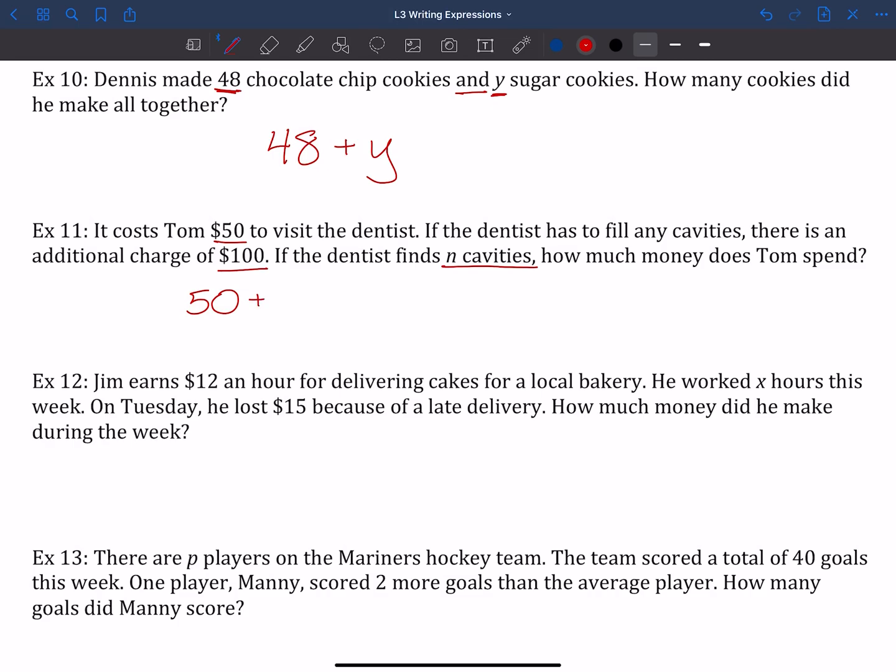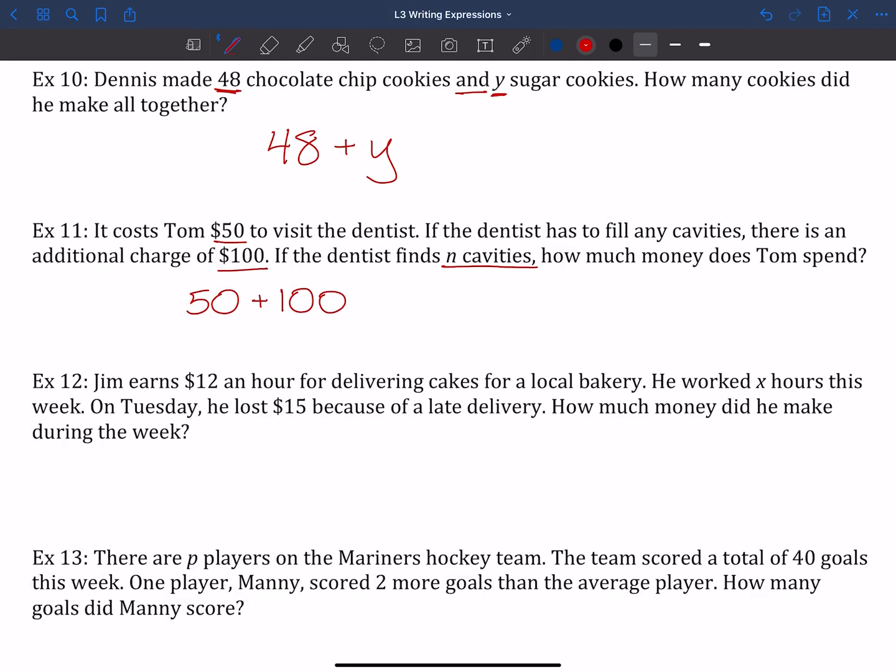Then on top of that, if he gets a cavity, it's going to cost him $100. But that's if there's one cavity. What if he finds another one? Well, then we'd have to add on another 100. But if there's a third one, then we have to add on another 100. And if there's a fourth one, oh gosh, there's another $100. So there might be a better way that represents all of these different situations depending on how many cavities he has, including if he doesn't have any, right? Then it'll only cost him $50. So the way that we can do that is it's 50 plus 100.